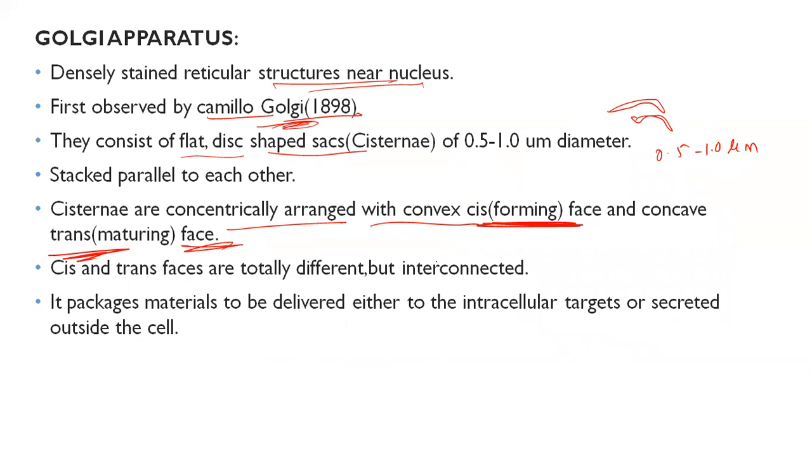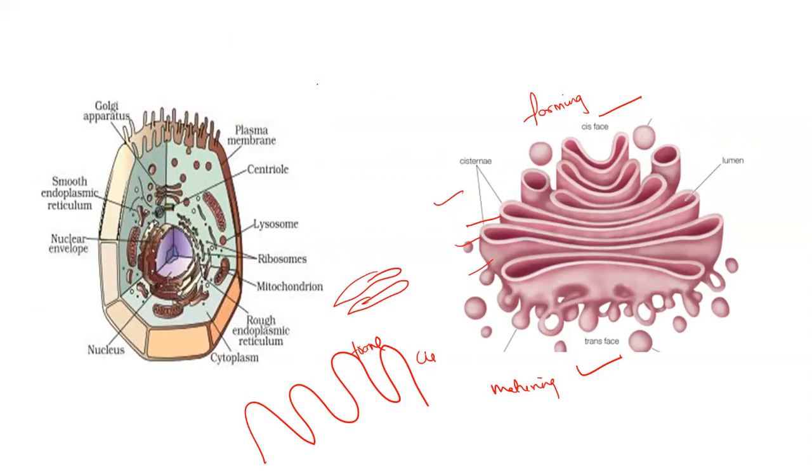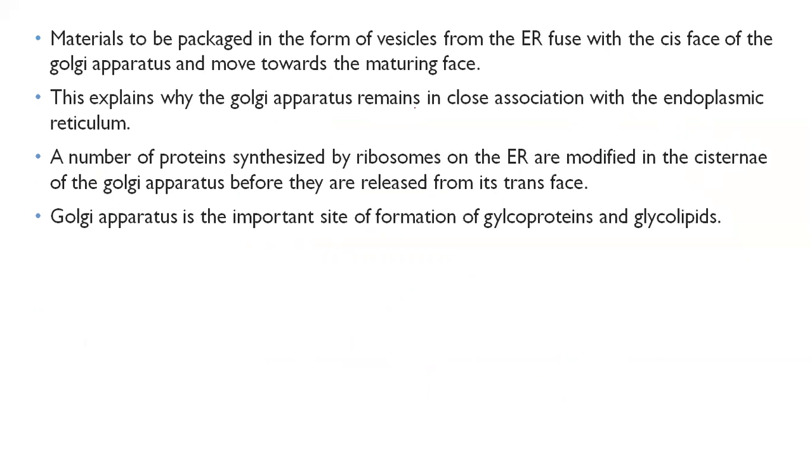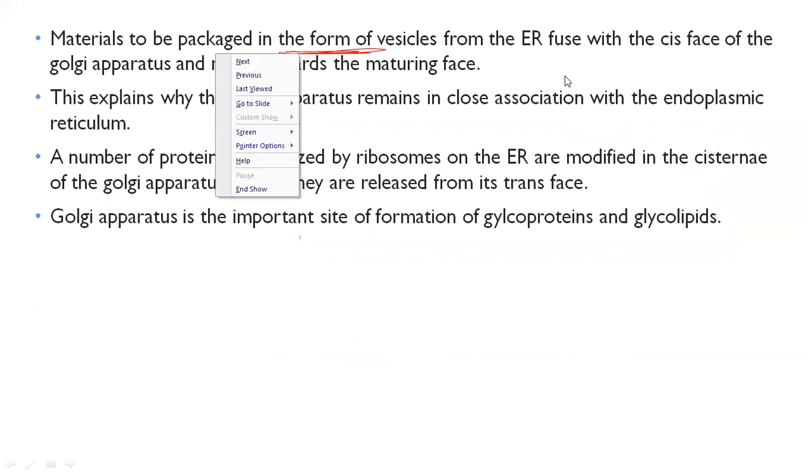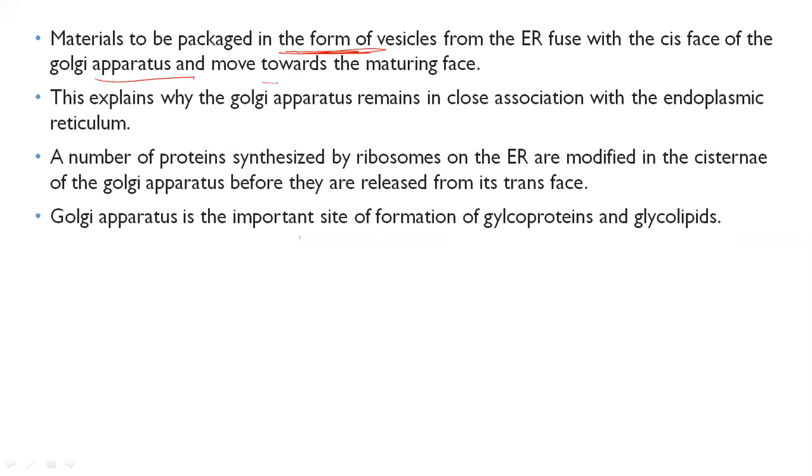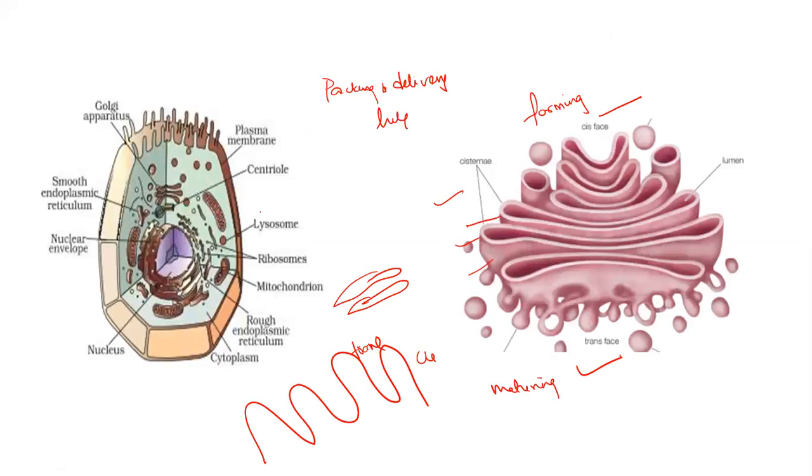All right. So the function of this is that it helps in packaging the material to be delivered either to intracellular targets inside the cell wherever the material is needed, or, if anything needs to be secreted, outside the cell. So mainly you can remember it as the packing and delivering organelle. Okay. Materials are packed in the form of vesicles. So they help in the formation of vesicles from the ER, which fuse with the cis face of the Golgi apparatus and move towards the maturing face. Okay. So remember, from the rough endoplasmic reticulum and smooth endoplasmic reticulum, the Golgi apparatus helps in formation of vesicles. Okay, from the ER.